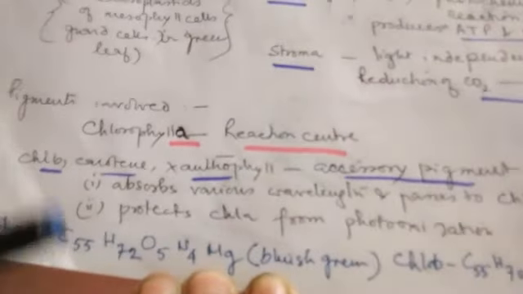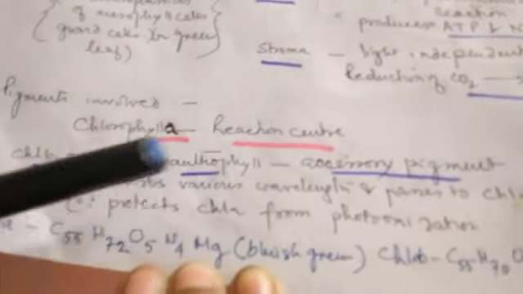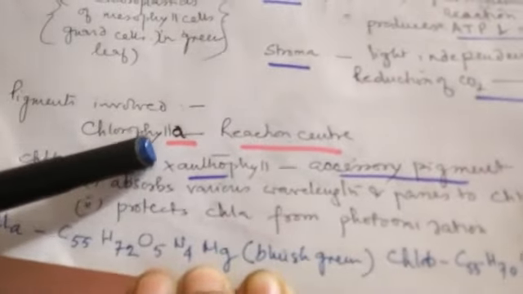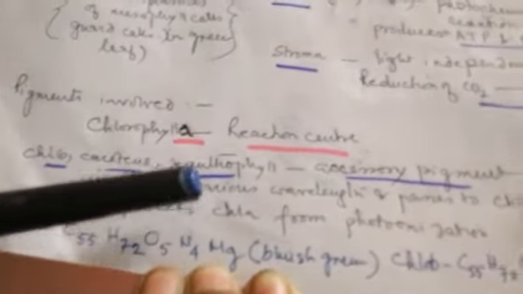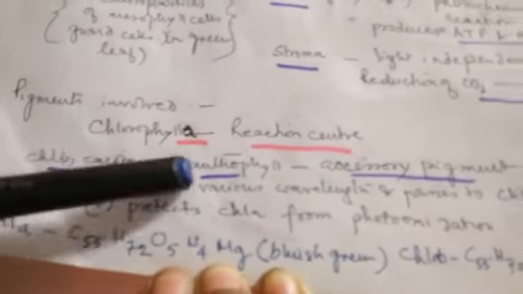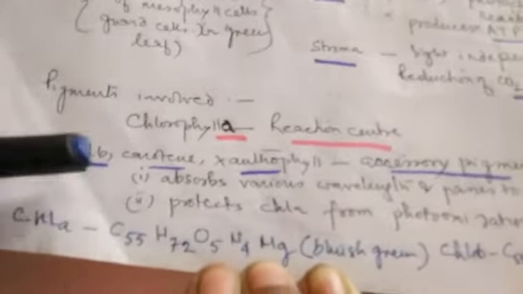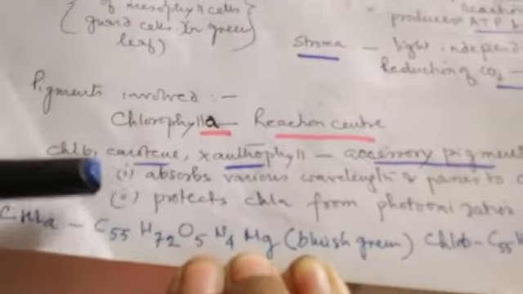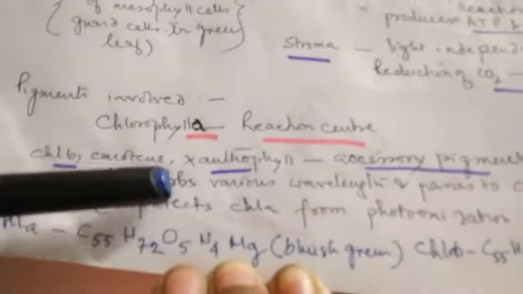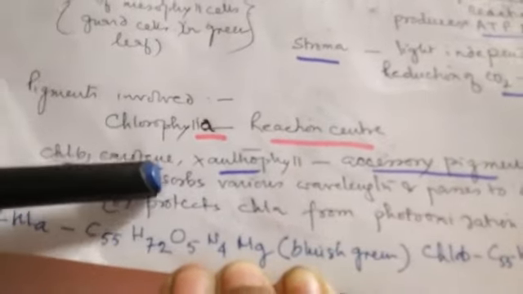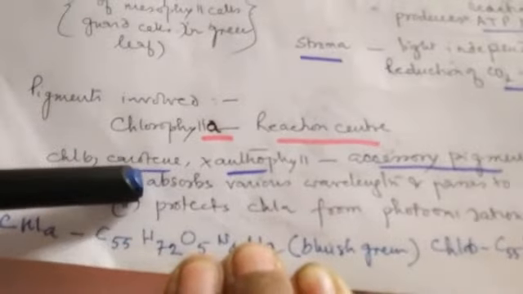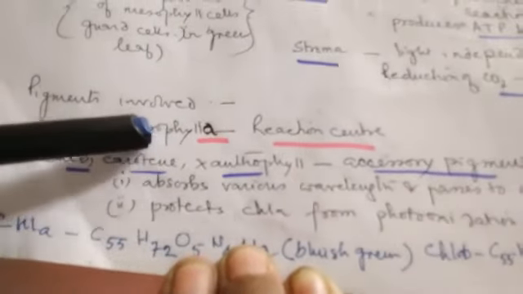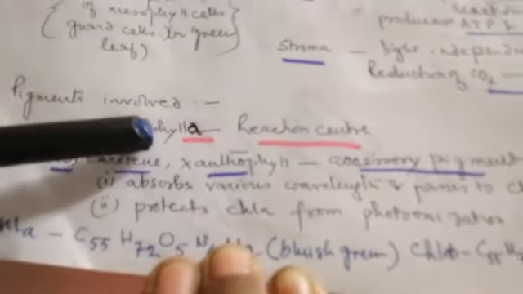Next are the pigments. If we consider the pigments, chlorophyll A is the main reaction center, which is mainly responsible for photosynthesis. Chlorophyll B, carotene, xanthophyll: carotene and xanthophyll together are called carotenoids. Chlorophyll B and these are all accessory pigments. What do you mean by accessory pigments? Accessory pigments are those pigments which absorb light and transfer it to chlorophyll A, but they do not directly take part in the reaction.